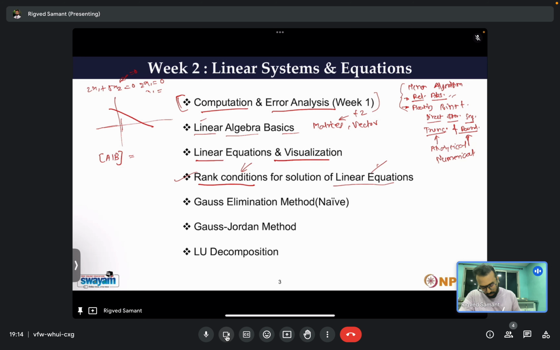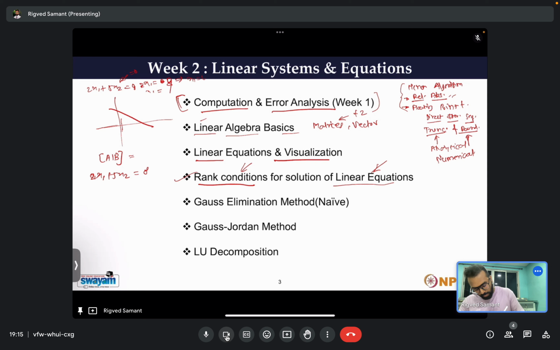So what is the rank? If you have a system of linear equations, let's say 2x1 plus 5x2 is equal to 8. If you put 8 on the right side, you will get some equation line. With 0 there, it was passing through the origin. So 2x1 plus 5x2 is equal to 8, you are getting a point here, right? If I put x2 equal to 0, then 2x1 is equal to 8, so x1 would be 4.